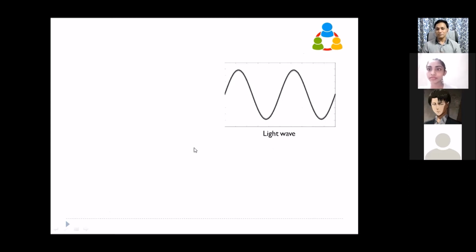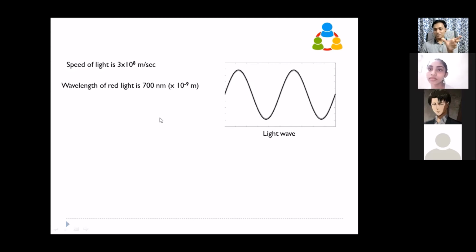Same problem. Speed of light is 3 into 10 raised to 8 meter per second. Speed of ant was 10 meter per minute, right? Here speed of light is 3 into 10 raised to 8 meter per second. Assume this is a light wave.